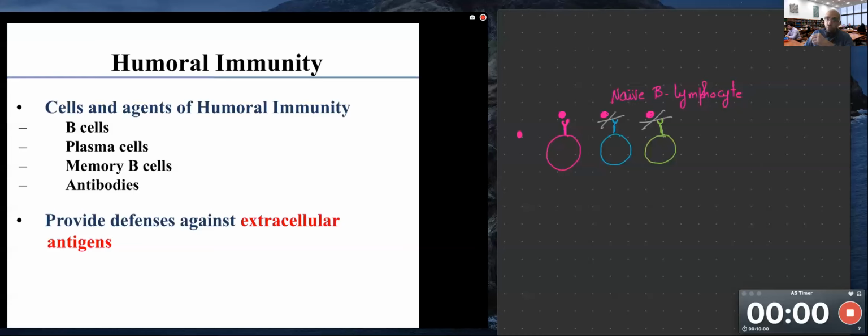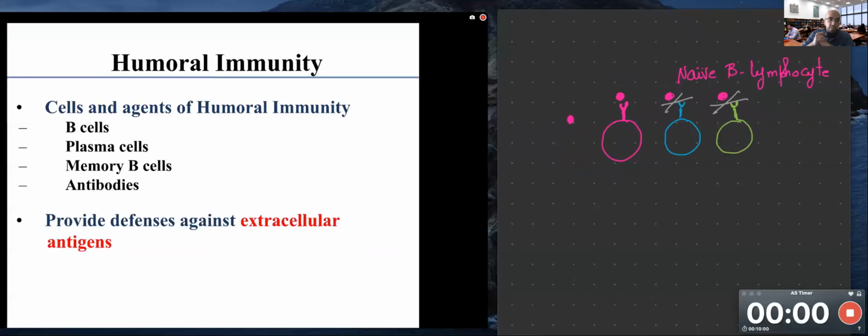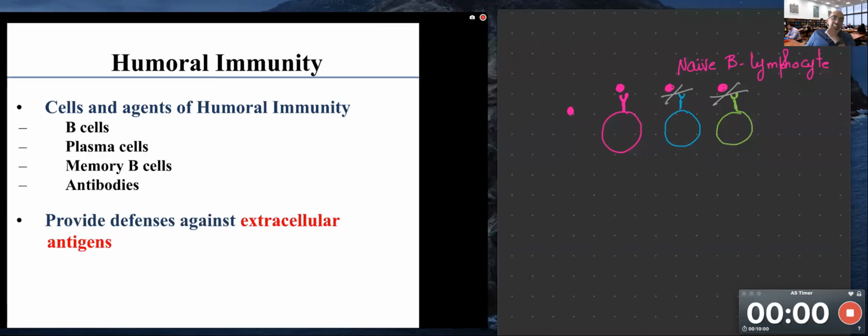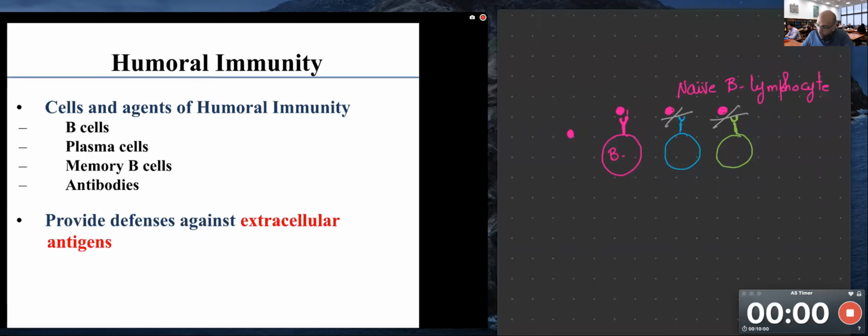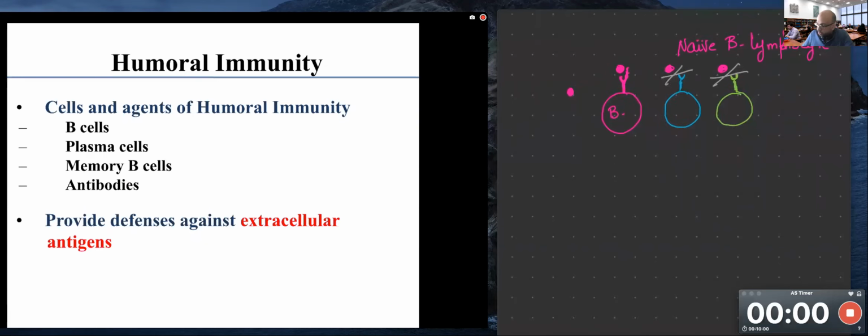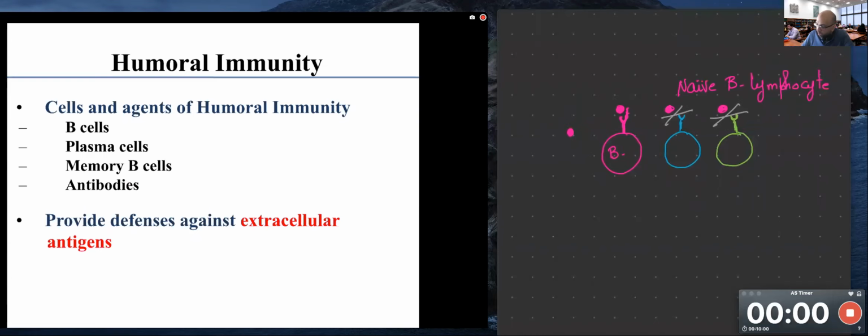So what happens to this naive B lymphocyte? This is its first encounter with its specific antigen. Yeah, it's pink. But anything that looks red is, for me, red. All right, so this B lymphocyte that recognizes this specific antigen, once it gets exposed to it, this is its first encounter. It's going to recognize it from any other antigen. If I've got other antigens around, I won't recognize them. I'm only going to be specifically recognizing and binding to the red or pink one.